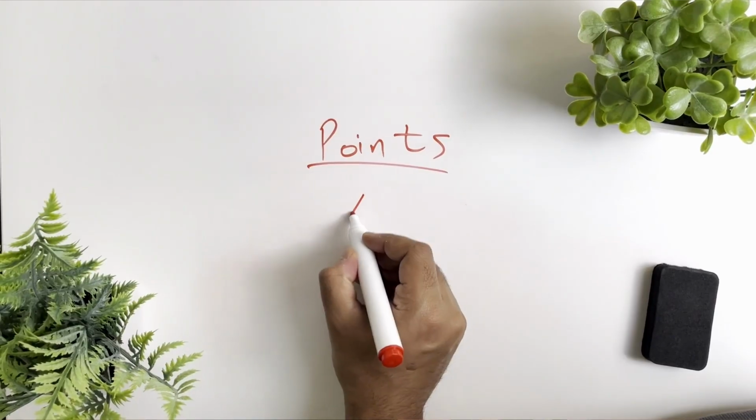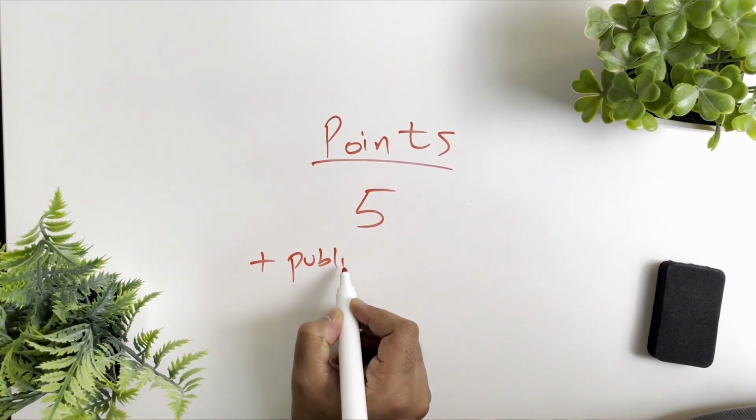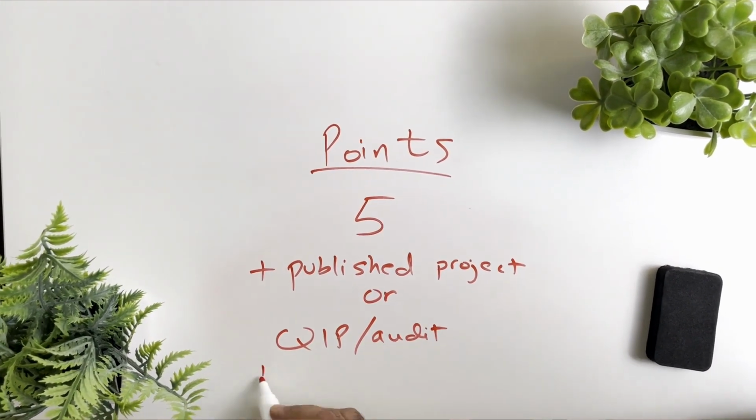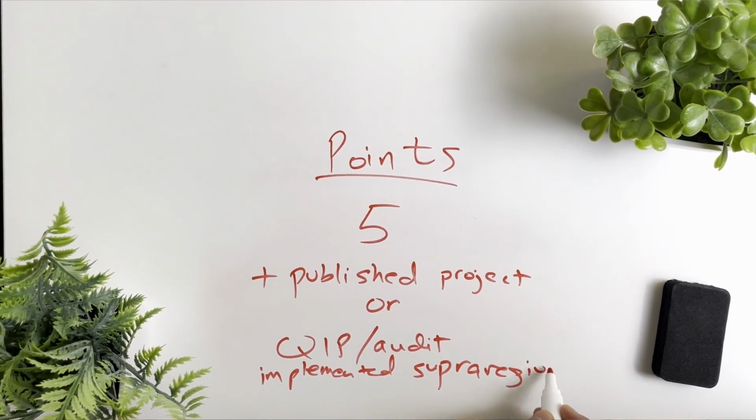So what is the final 5 point requiring for you to do? Well, to get the final 5 points, you must have additionally either published the audit somewhere. So let's say you published the audit findings in a journal or in a paper, or you implemented the QIP or audit supra-regionally, which means not just where you're working, elsewhere as well, which means that your audit has had quite an impact by itself. That's how you get all 5 points.